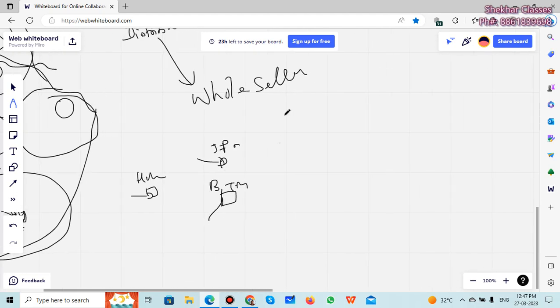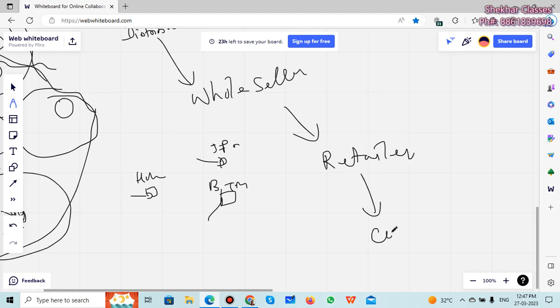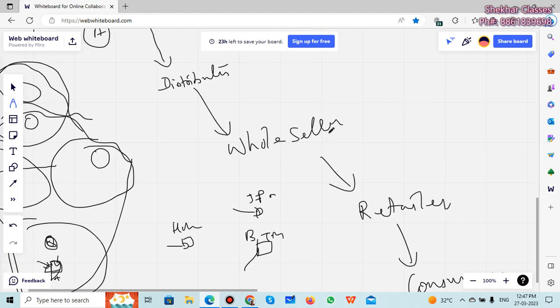So the wholesaler is selling to the retailer, right? We call them retailer. Now the retailer will sell it to the consumer directly. Customer means consumer who will consume it. Now understand this.